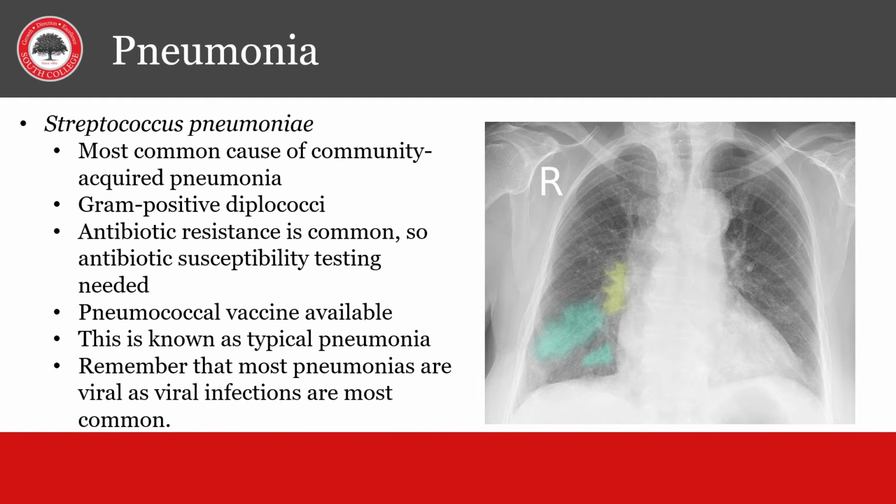Streptococcus pneumoniae is the most common bacterial pneumonia and is a typical pneumonia, meaning it presents like we would expect, with fever, productive cough, and an x-ray showing an opacification like the one here, colored for your convenience. Remember, though, that most typical pneumonias are viruses and not bacteria.